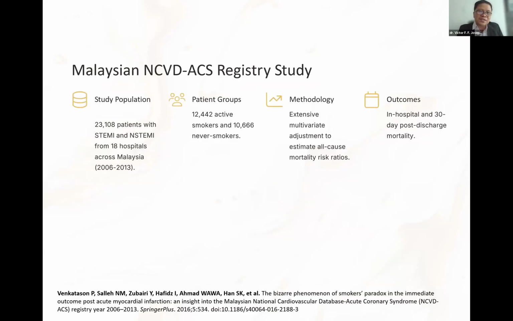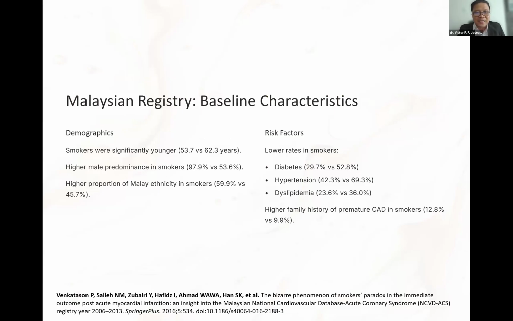Malaysia did the same study from 23,108 patients with STEMI and non-STEMI from 18 hospitals across Malaysia. Okay, we're curious about their study. Is it supporting the paradox or not, like Thailand? From the baseline characteristics, we found smokers were significantly younger, with lower rates of diabetes, hypertension, and dyslipidemia.